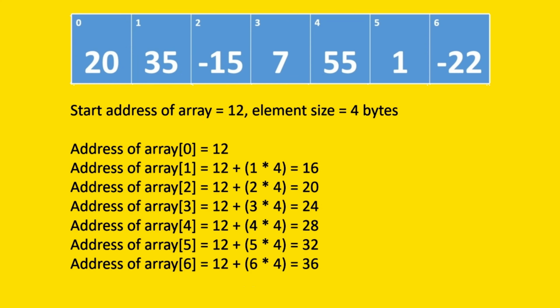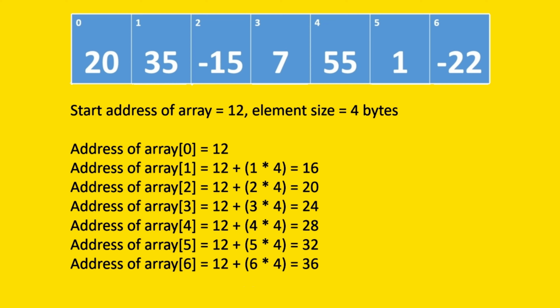So let's have a look at this for the array we just created. We created an array of length 7, so the valid indices are 0 to 6, and the values are 20, 35, minus 15, 7, 55, 1, and minus 22. Now, for this example, we're going to pretend the start address of the array is 12. As I said, that's a bogus memory address. It doesn't matter what the number is. And because these are integers, the element size is 4 bytes.